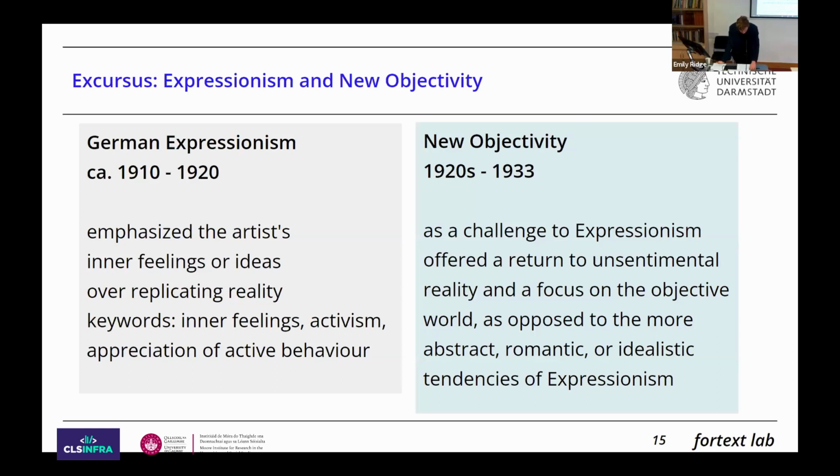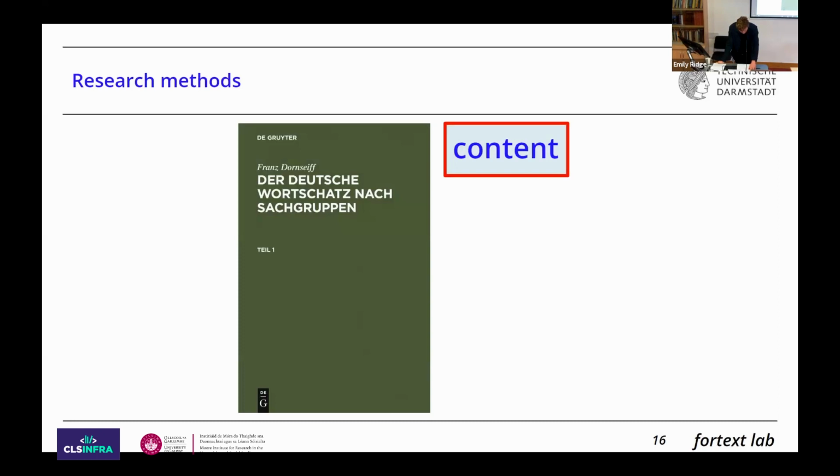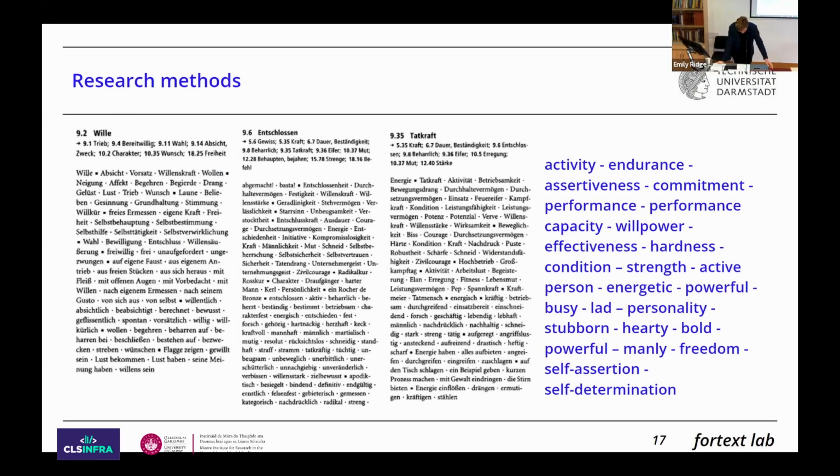Now to my approach and to Dornseiff. Dornseiff does not organize the entire German vocabulary alphabetically, but by subject groups. Each entry thus presents a plethora of words of all word types that belong to the respective subject or term. Based on the research literature, I have selected the following subject groups from the Dornseiff dictionary: will, strong-willed, and vigor for expressionism. In German: Wille, entschlossen und Tatkraft.